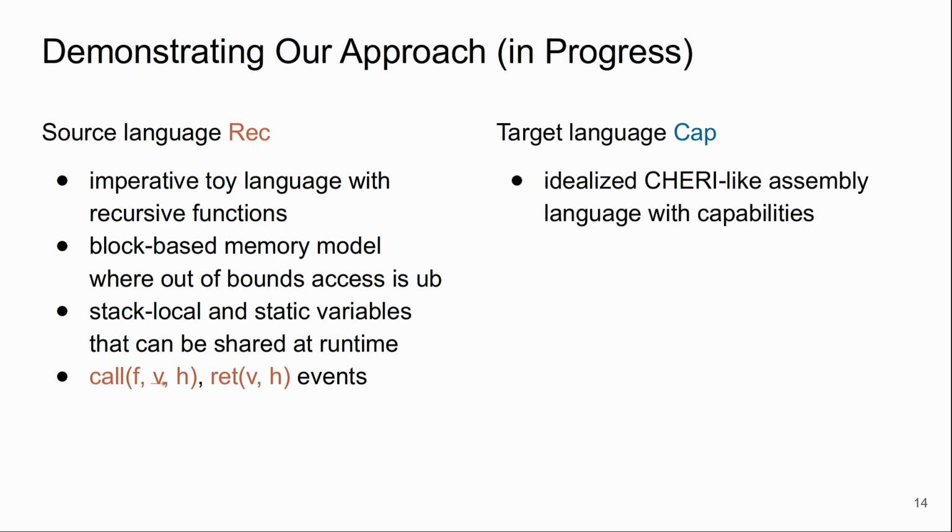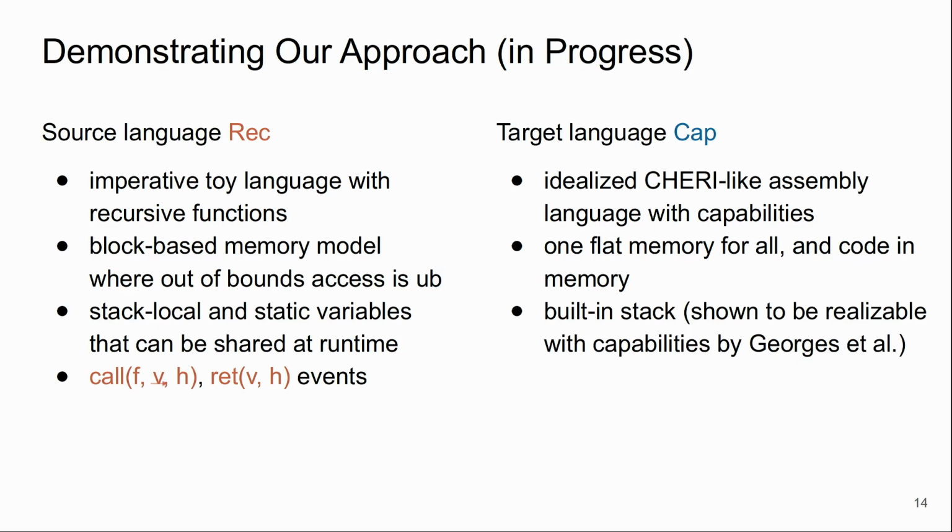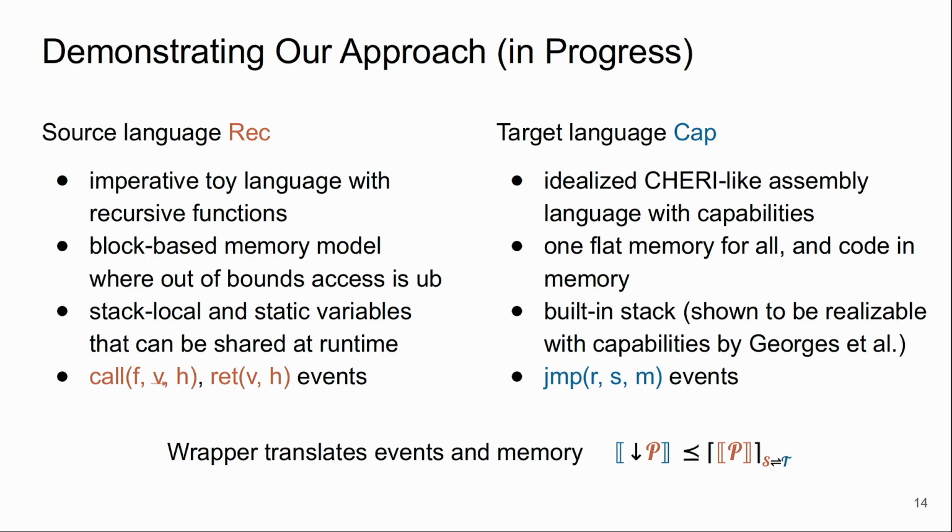The target language is an idealized CHERI-like assembly language with capabilities. It has one flat memory for everything and everyone, and also code is in memory. As a small simplification, we assume a built-in stack, but it has been shown to be realizable with capabilities before by George et al. The events of the target language are only jump events. Then we define a wrapper in DimSum that translates between the source and target language events, and it also translates between the different memory layouts.